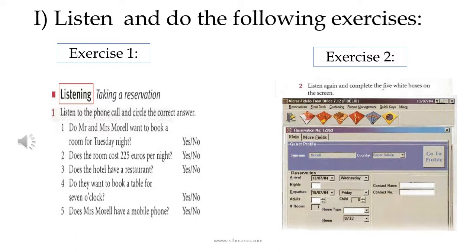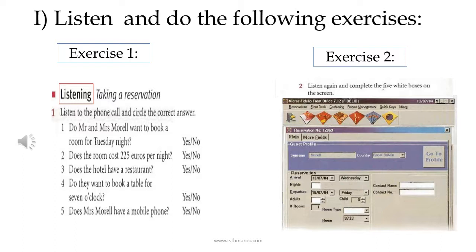Exercise 2, listen again and complete the 5 white boxes on the screen. As you can see, this is a screenshot taken from the computer, which has to do with the guest's information. Reservation arrival, we've got there 13/7/2004, or okay, 4/7/2013. I don't care. It depends on the date, and it's Wednesday. You are going to fill in the blanks, the white boxes or white spaces.